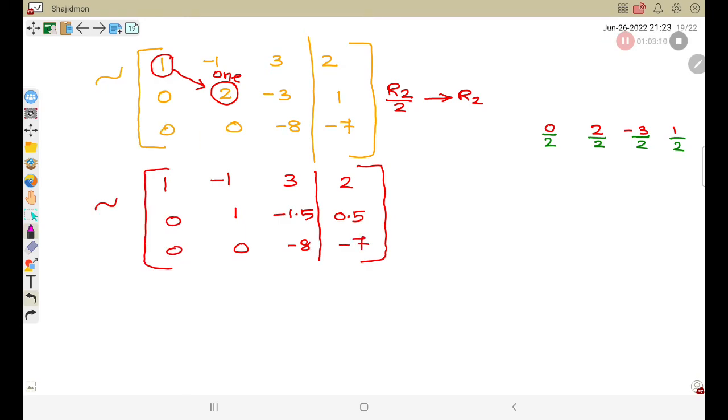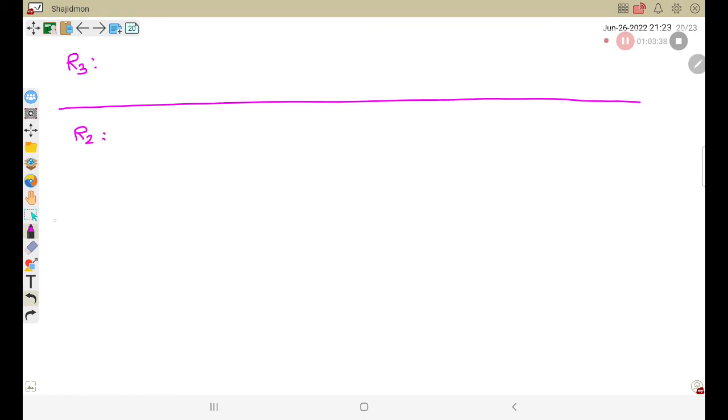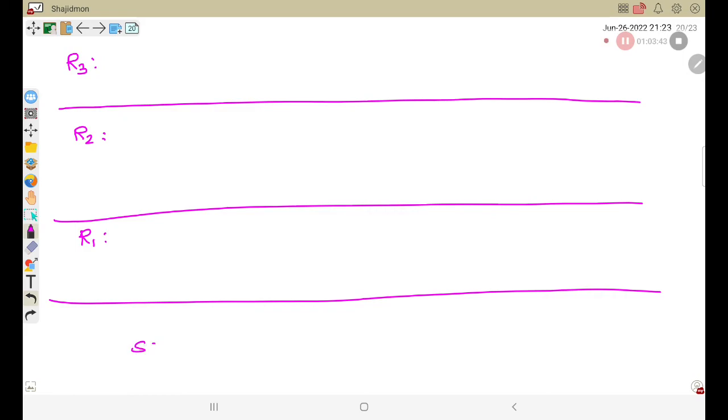Now you can check our matrix is upper triangular or not. See, this number is 0, this number is 0, this number is 0. So our matrix is upper triangular matrix. Okay. Now we are going to the backward substitution for finding solution. So first we are writing third row, then second row, then first row. After that we need to write what is the solution totally.